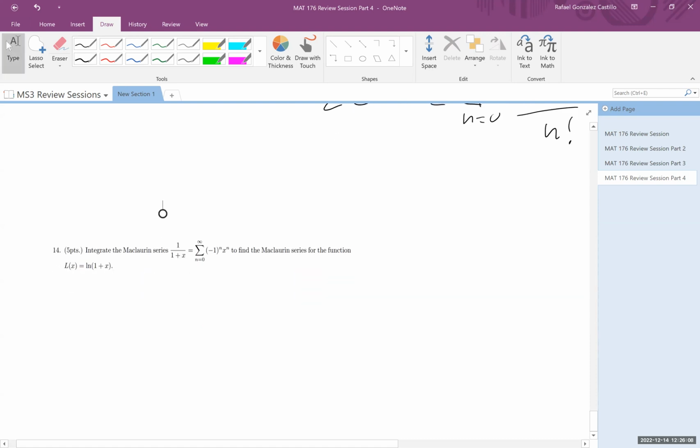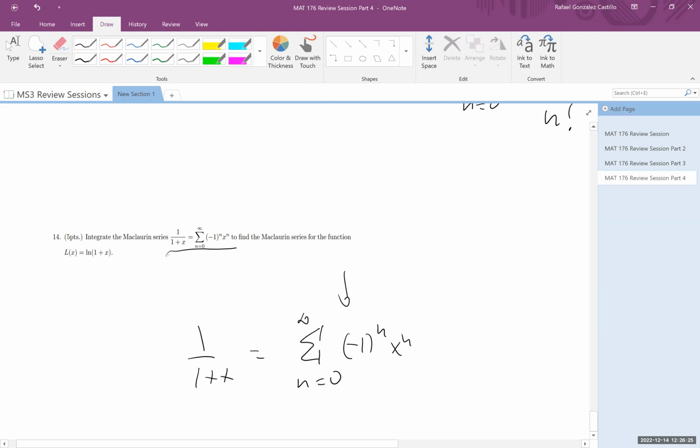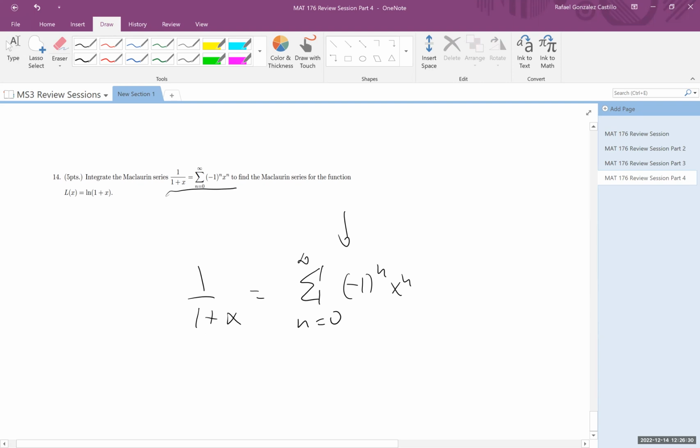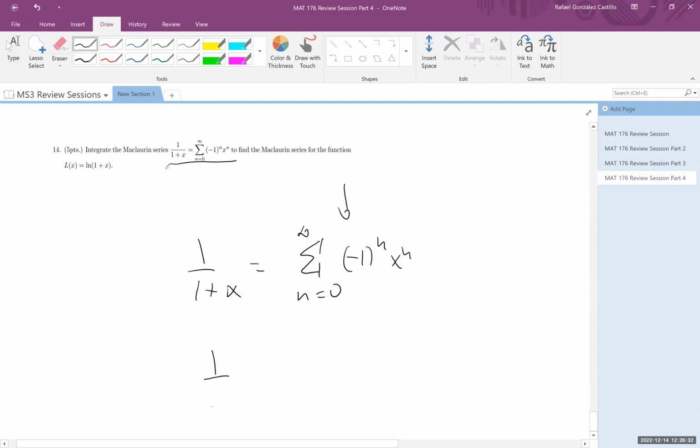So first of all, let's look at the Maclaurin series given here. This is 1 over 1 plus x being equal to the series n equals 0 to infinity. What we're going to do is write out some of the terms of this side here. So what do we get? We have 1 over 1 plus x equals the sum from n equals 0 to infinity of -1 to the n, x to the n.